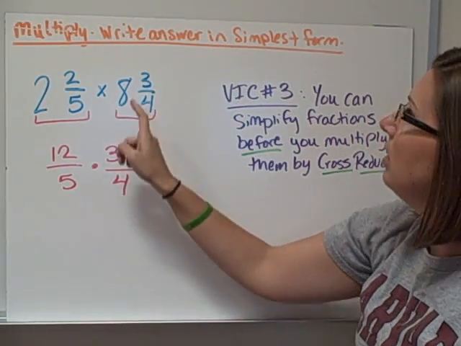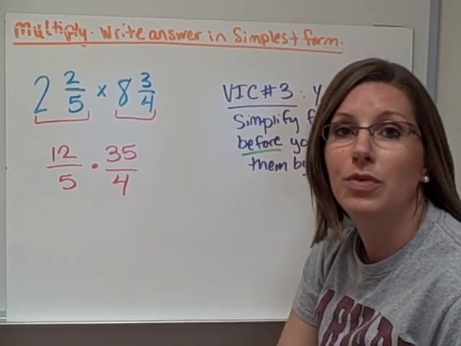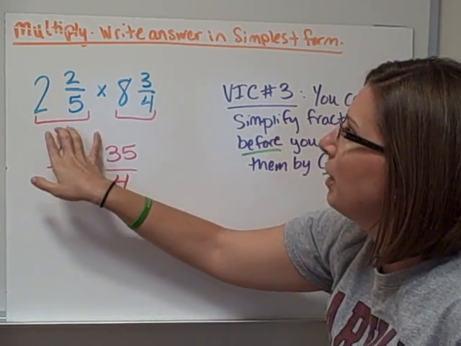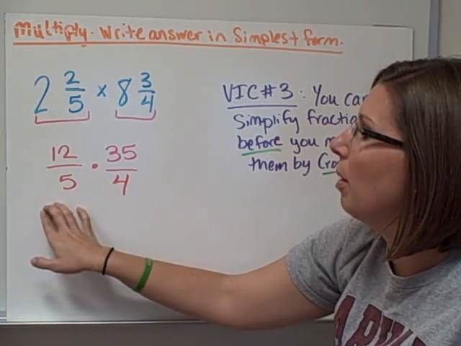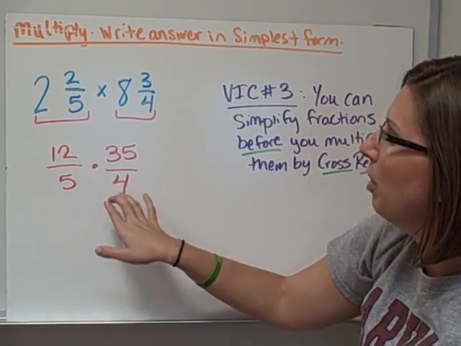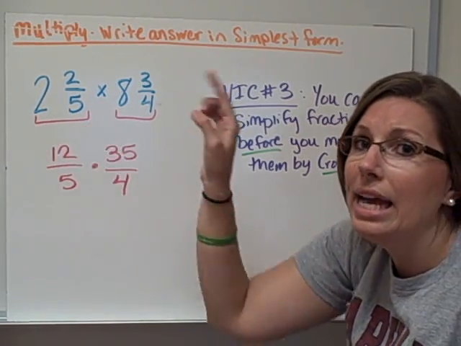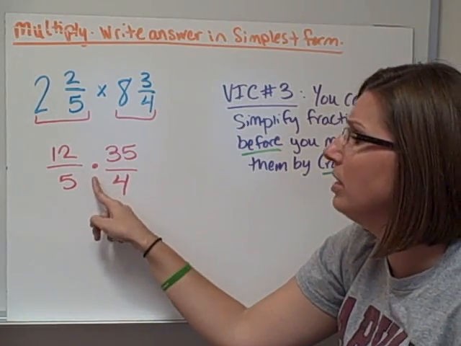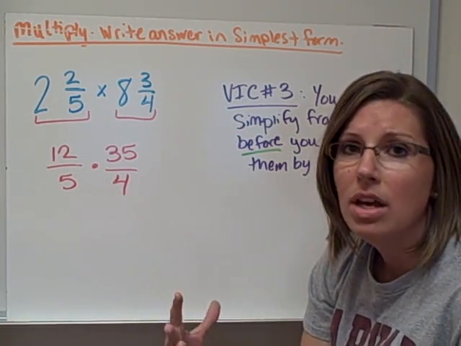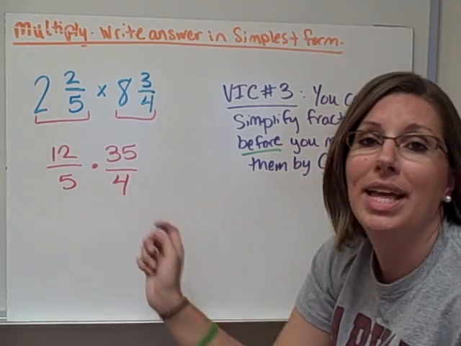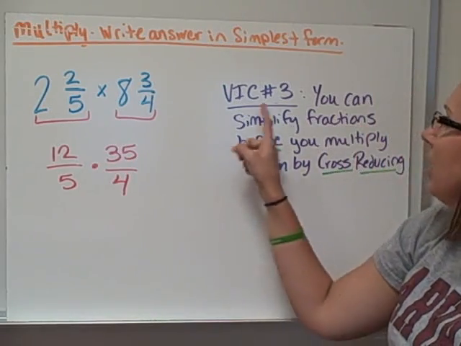Here's another example. I'm going to write my answer in simplest form. First, by changing the mixed numbers to improper fractions. Notice here that I changed my X for multiply to a dot. That's just an old habit. They mean or represent the same thing.